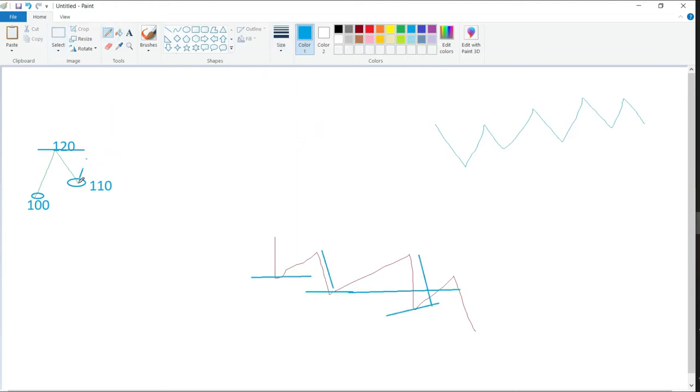Okay, so now you are at 110 level and a couple of days back it made a high of 120. So what you do, you mark this line at 120 level and you wait for the stocks to cross this line. And you keep your stop loss at 111 because this was the previous low.